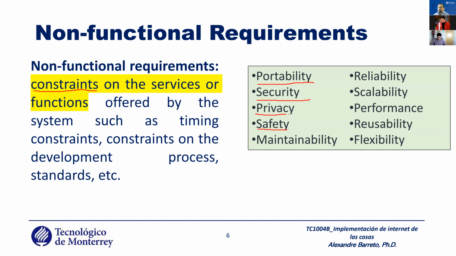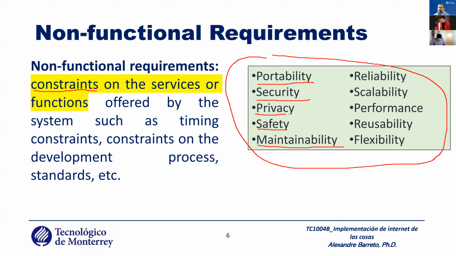Safety. The probability that you have a critical error in the system needs to be below 0.001%. Okay, it's a safety requirement. Maintainability, reliability, scalability, performance, usability, and flexibility. You have all the types of non-functional requirements, and none of them is a feature, okay, but they are constraints, and all of them constrain the way that the system will run.